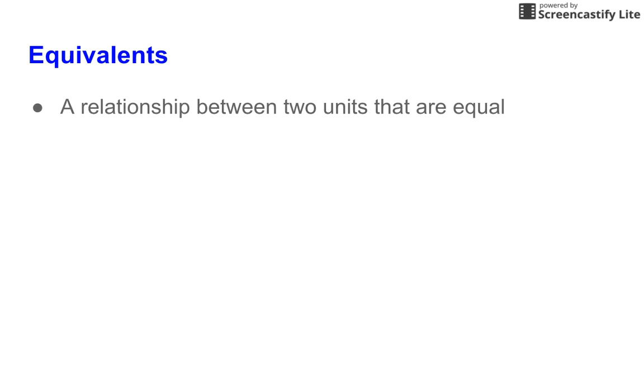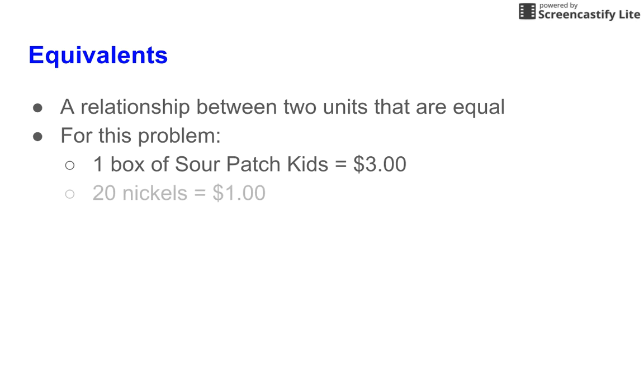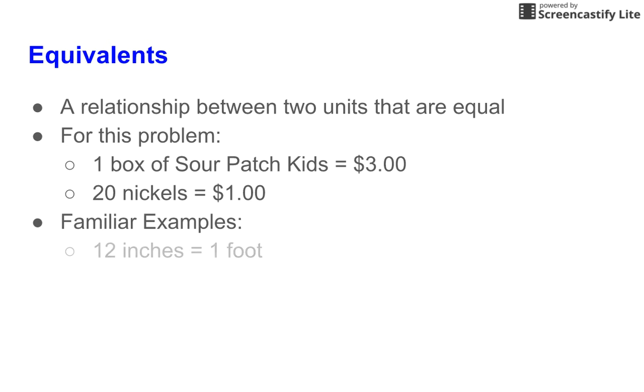So in order to solve this problem, we need to think about something called equivalence. An equivalent is just a relationship between two units that are equal, because equivalent means equal. For this problem, there are two equivalents. One box of candy equals $3, and 20 nickels equals $1. Some other examples you might be familiar with are 12 inches equals 1 foot, and 100 pennies equals $1.